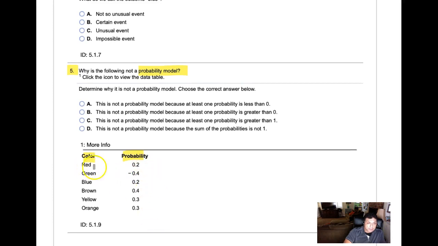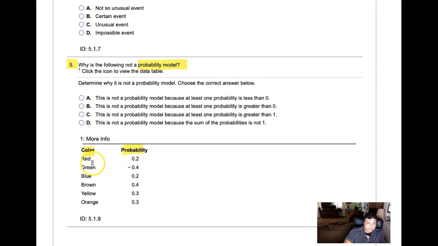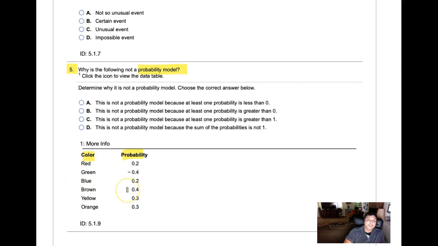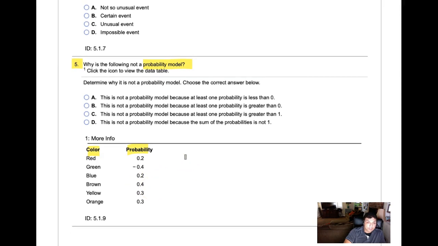And so you can see we have this situation where we have an outcome of red. It could be rolling a colored die or picking out colors out of a bag or something like that. But there's a 20% chance of that happening. But overall, would this table of values be considered a probability model? The answer is no, because of the rules that go along with probability models.